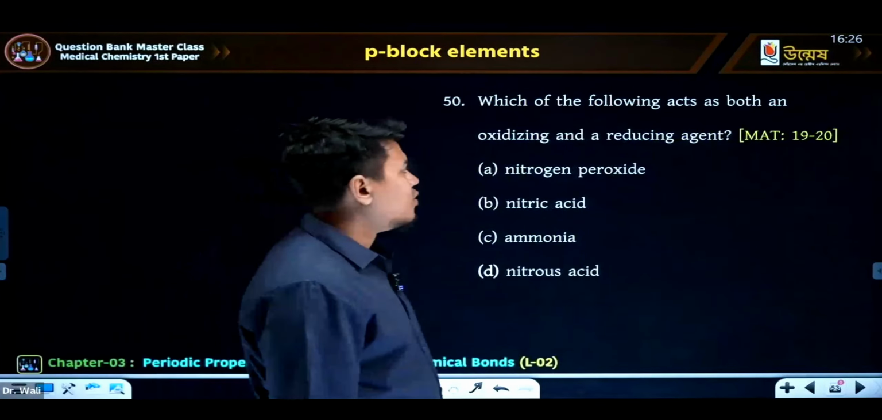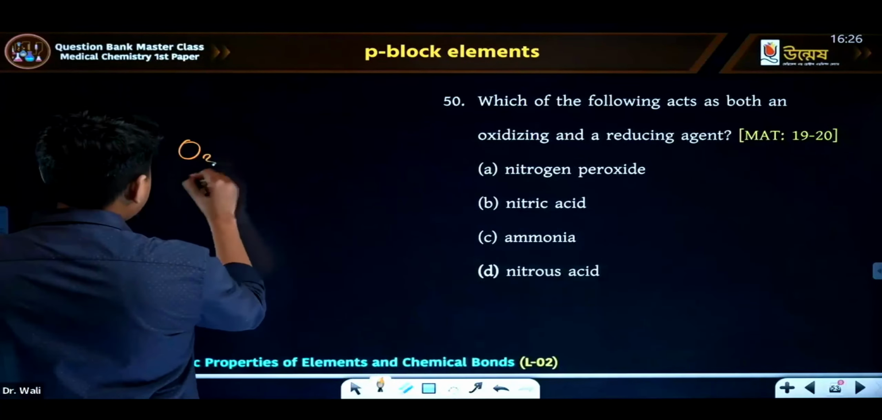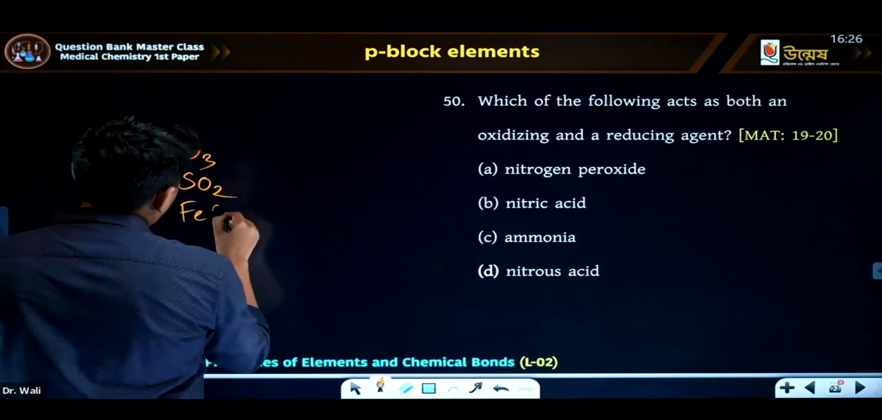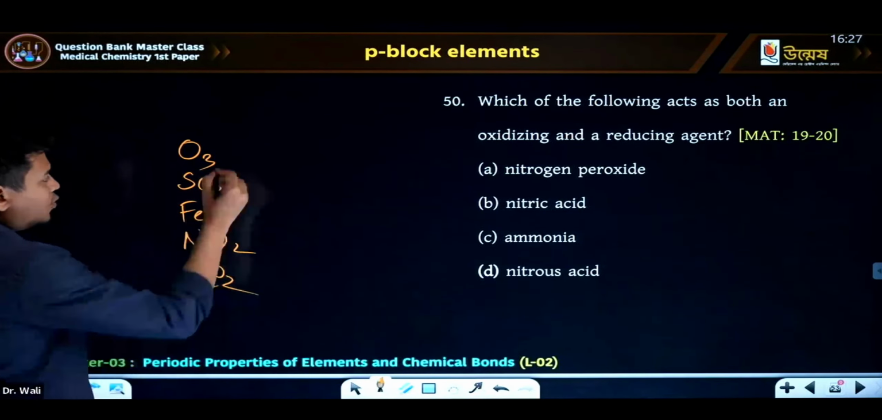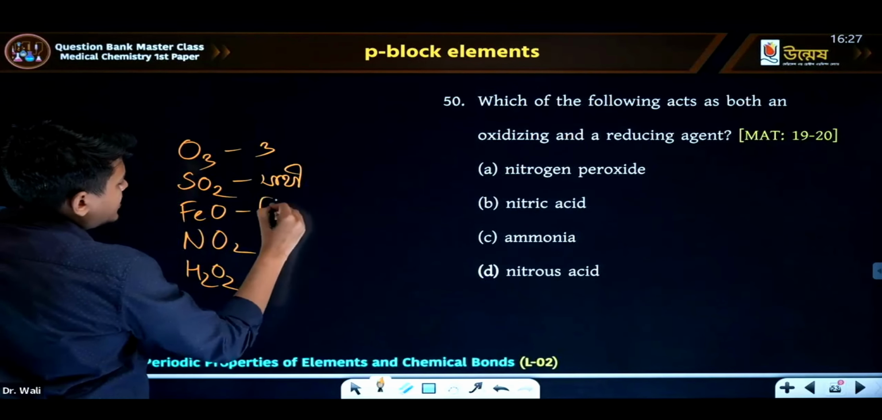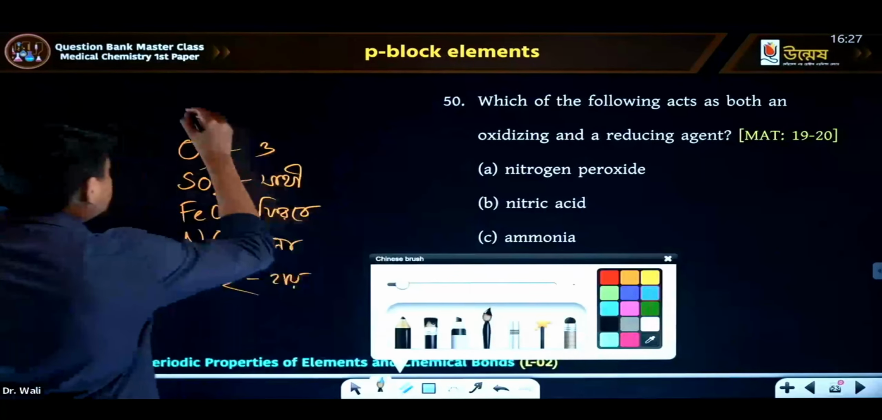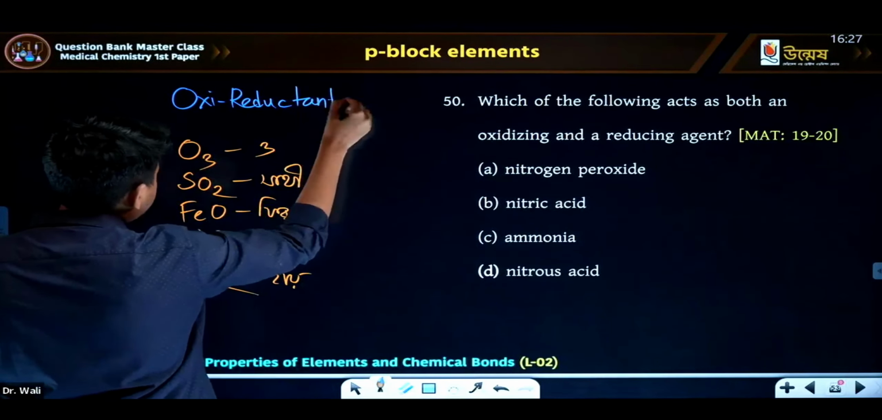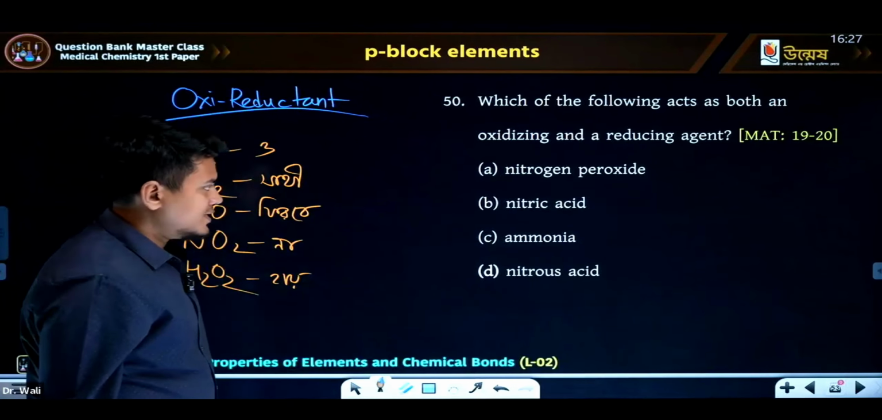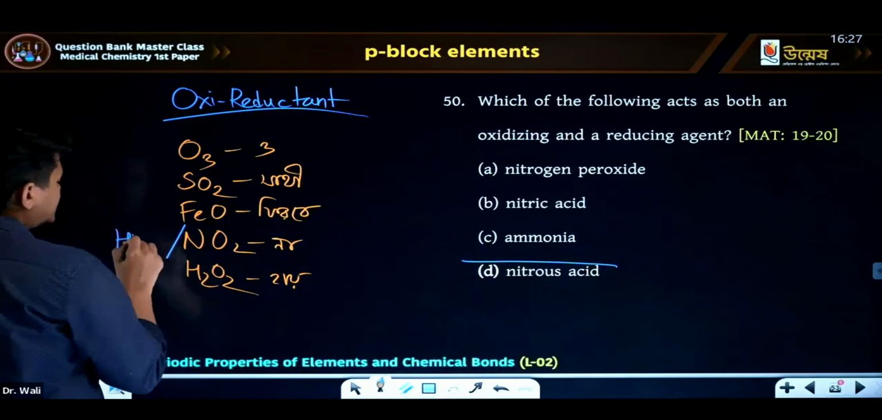Which of the following acts as both an oxidizing and a reducing agent? Which acts both as oxidant and reductant? We can easily recall or remember it with this formula. These examples are both oxidant and reductant. So as we can see, nitrous acid, actually with this NO2, we can also write HNO2.